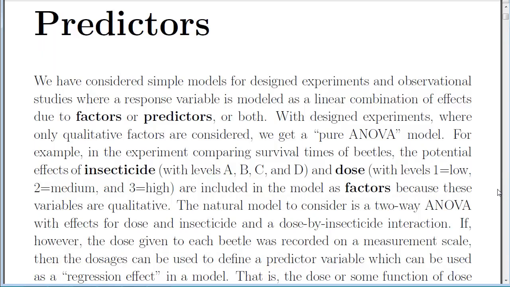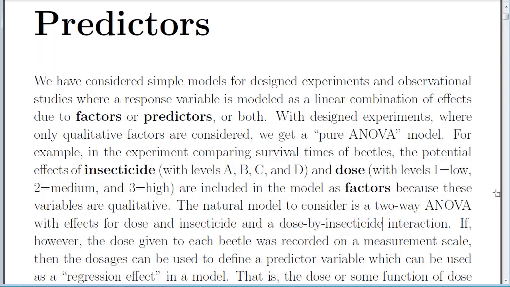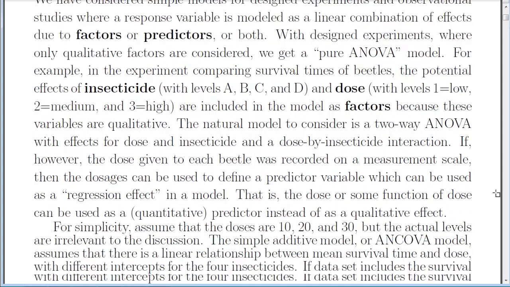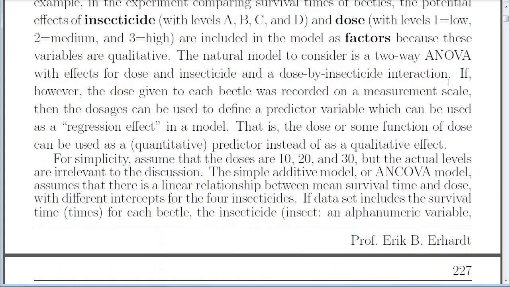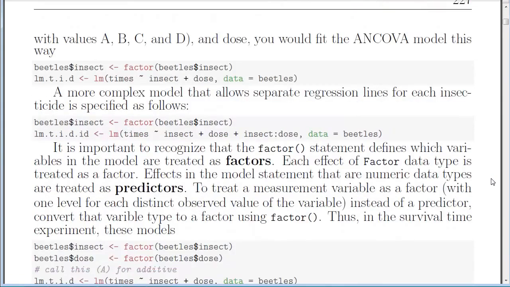So a natural model to consider is a two-way Anova, which is what we did in that earlier chapter, of dose and insecticide, as well as having a dose by insecticide interaction to see whether differences in dosage, sort of the kill rate or the survival rate of the beetles, depended on which insecticide you were using. Okay, and we measured everything and so on. All right, so that's a description of that previous experiment.